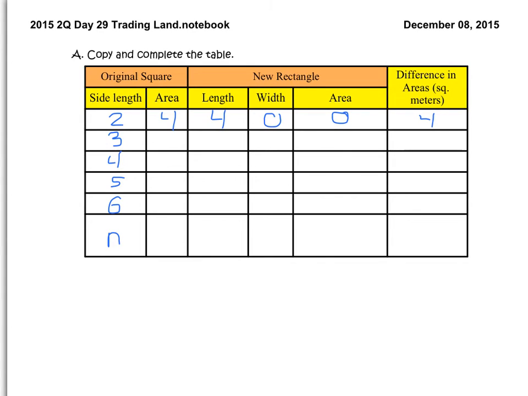A side length of 3 is going to have an area of 9. If we increase the side length by 2, we're going to get 5. And if we decrease the width by 2, we are going to get 1. Therefore, our area is 5. Hopefully you get the idea. So stop it and fill in the entire table, please.